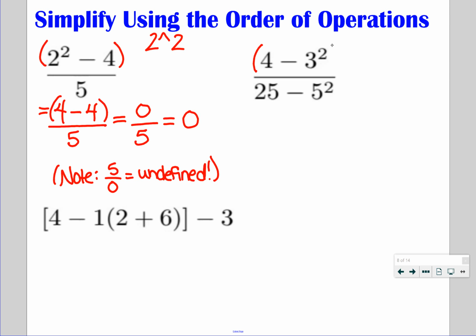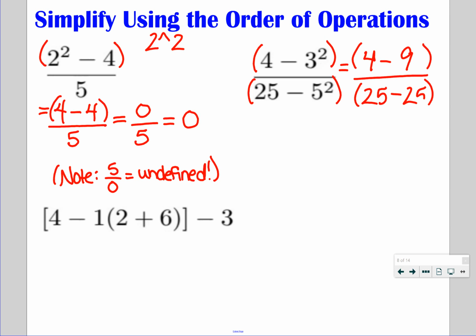Next problem, I'm going to go ahead again and put parentheses around my numerator and denominator. In both the numerator and denominator, again, the first thing I can do is an exponent. So I'll have 4 minus 3 squared, which means 3 times 3 gives me 9. On the bottom, I'll have 25 minus 5 squared, which is 25. My numerator simplifies to negative 5 inside that parentheses. My denominator simplifies to 0.